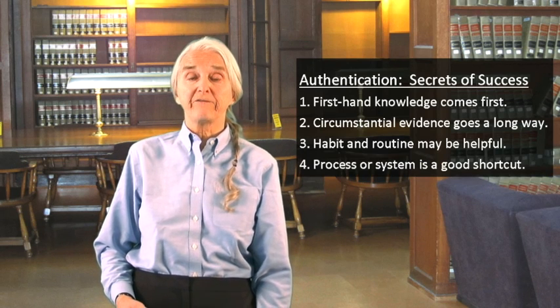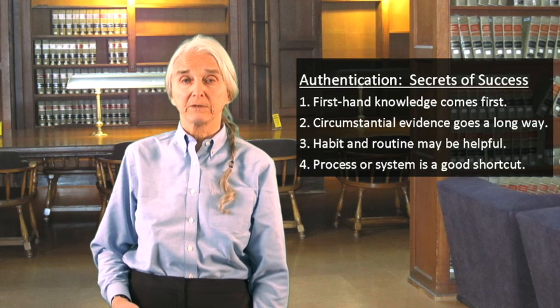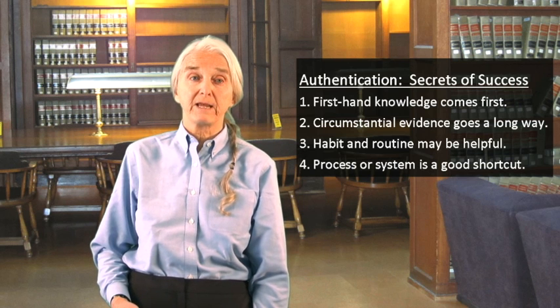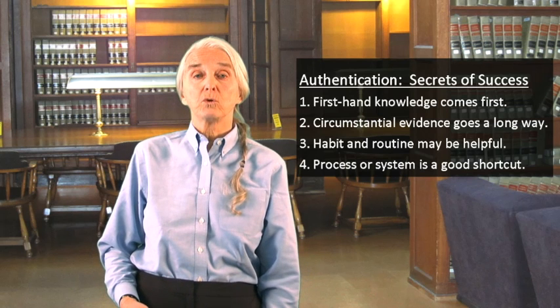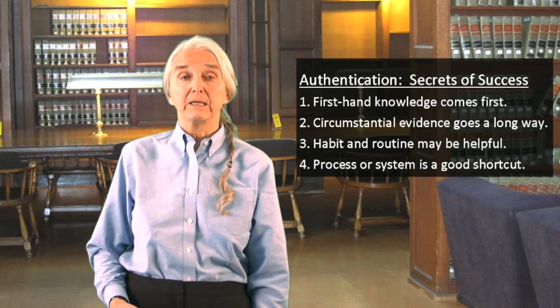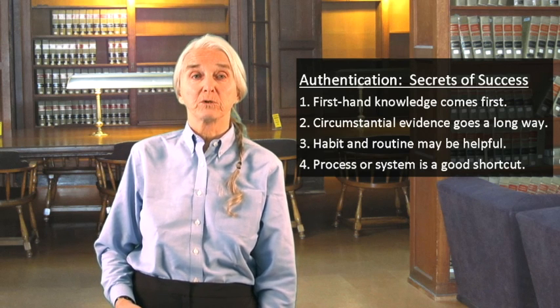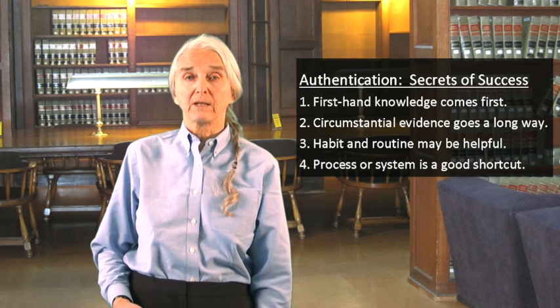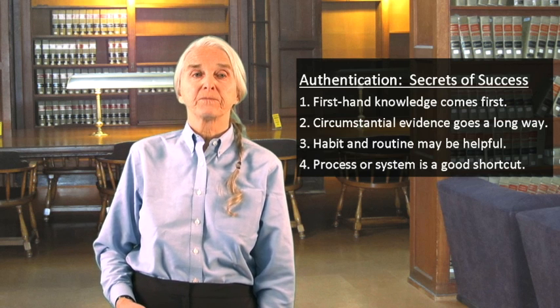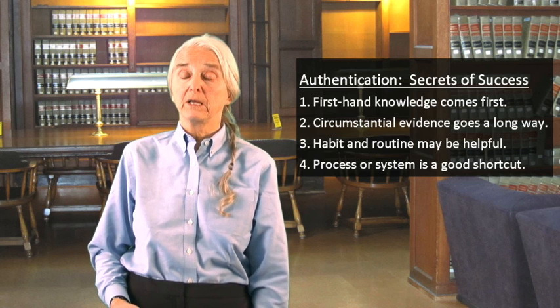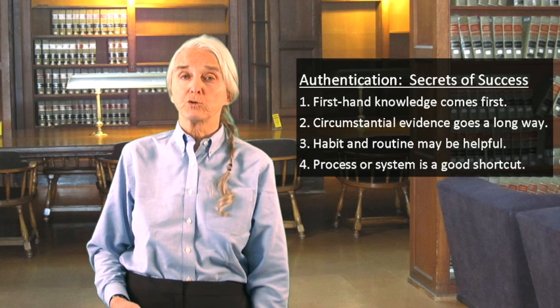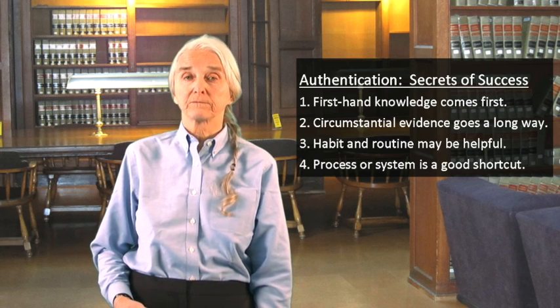Secret number 4, if you have a numbers document, that's a computer printout, a table, a chart, a spreadsheet, something with a lot of numbers on it, Rule 901(b)(9) is invaluable. That rule allows you to put in evidence a description of a process or system and a showing that it produces an accurate result.